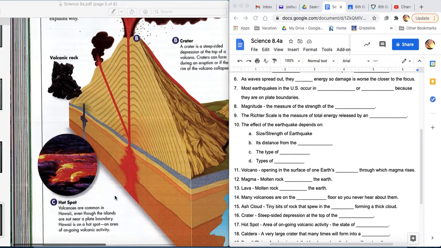Letter C, hot spots. Volcanoes are common in Hawaii, even though the islands are not near a plate boundary. Hawaii is on a hot spot, an area of ongoing volcanic activity. So what they think about volcanoes, guys, so the state of Hawaii, is that the plate where Hawaii is actually a little bit thinner. So normally we talked about the continental plate or the ocean plate being 20 kilometers thick. They think it's a lot thinner at Hawaii. So as Hawaii moves, as those plates are slowly moving, it can spew forward and you're constantly getting these things.